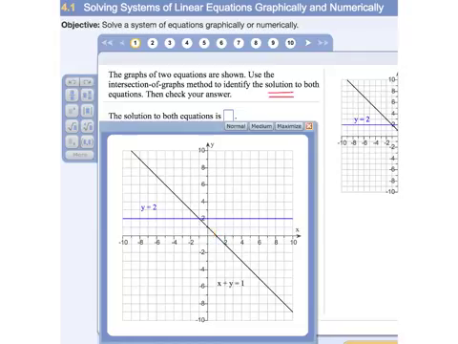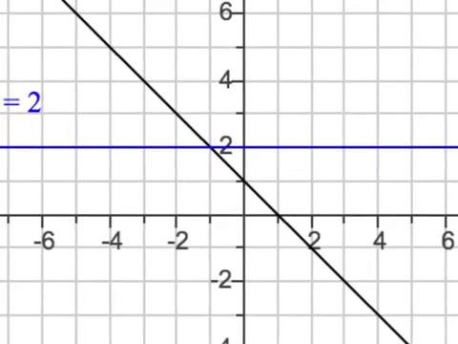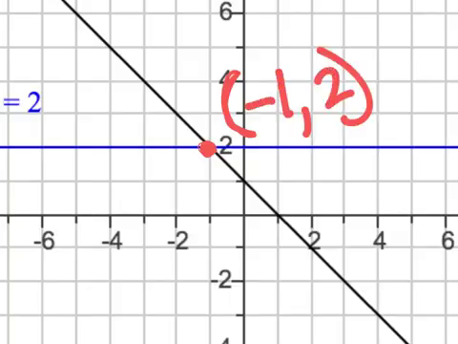Okay, so what does that mean? The solution is where those two lines intersect. And so we're going to zoom in, and we can see that those two lines intersect right here. And so that means the solution in this case is, let's do it in red, -1, 2. And why is that the solution? Because that's the intersection between the two lines, and it's located at -1, 2.